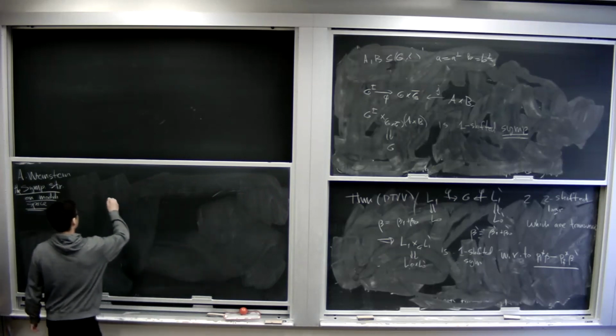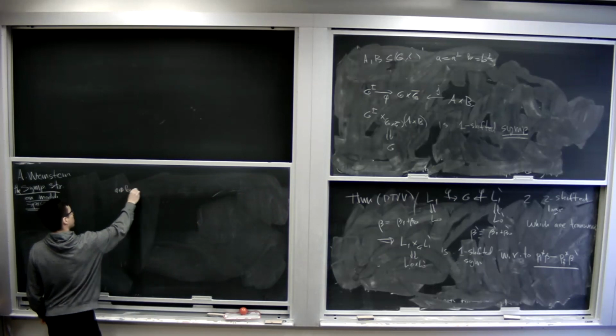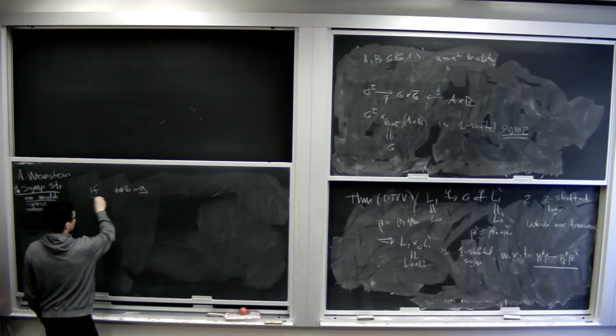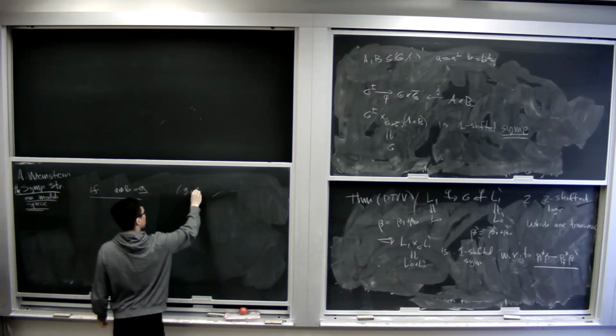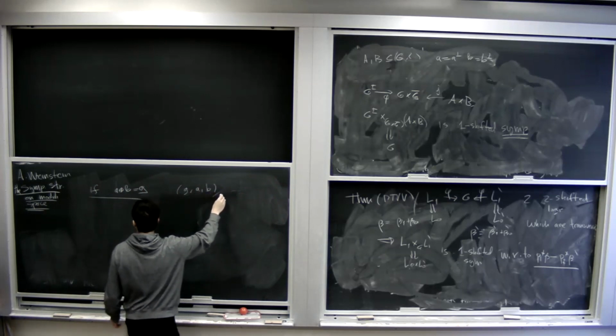So let's continue discussing that example. What happens if these things generate everything? In that case, G together with A and B is what is called a Manin triple.